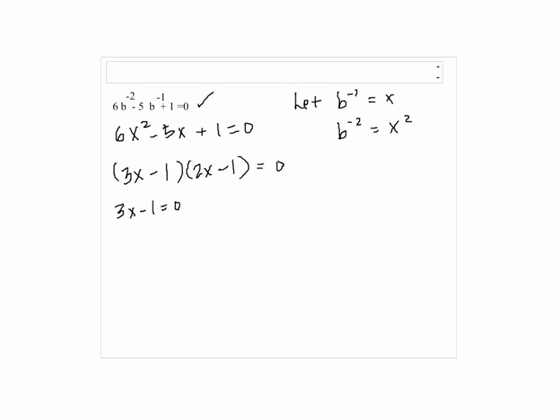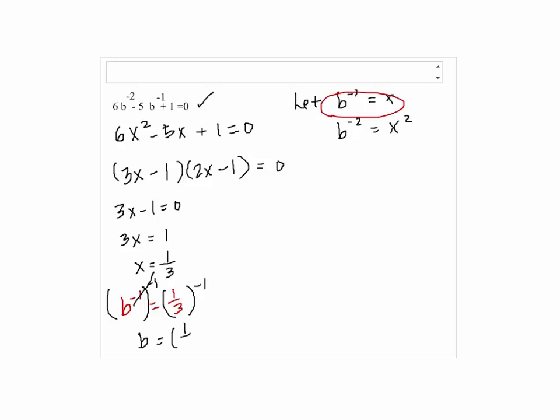So 3x minus 1 equals 0. Then 3x equals 1, so x equals 1/3. But x was b to the negative 1. So b to the negative 1 is 1/3. So to find b, we're going to take a power of negative 1 on both sides. So we can cancel the negative 1s. So we have b equals 1/3 to the negative 1, which is 3.